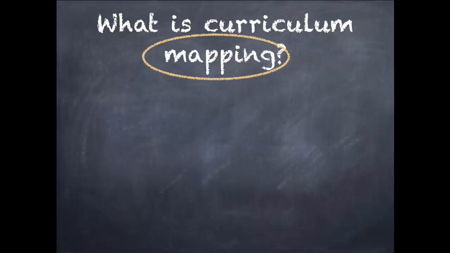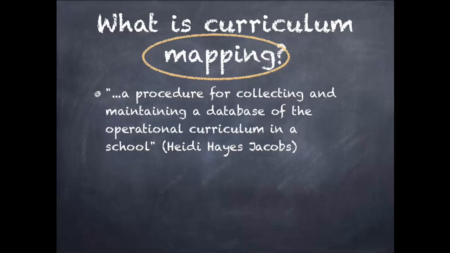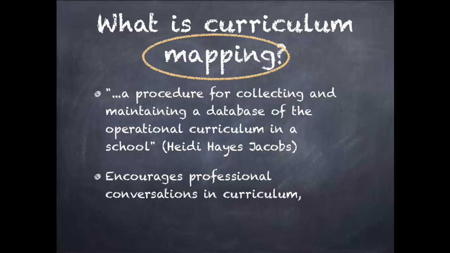So then there's the second word here, though, mapping. So what do we mean when we talk about curriculum mapping? Well, I can quote from Heidi Hayes Jacobs, who is basically the guru of curriculum mapping. She says that curriculum mapping is a procedure for collecting and maintaining a database of the operational curriculum in a school. Operational curriculum means the curriculum that you're actually intending to teach. And what she says is that this encourages professional conversations in curriculum, instruction, and assessment.